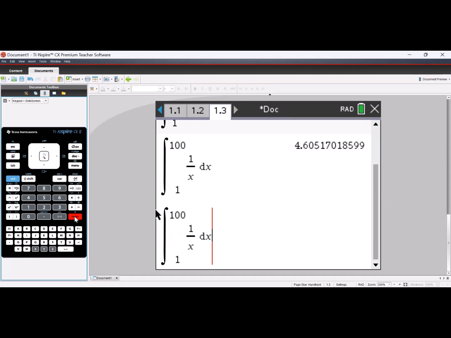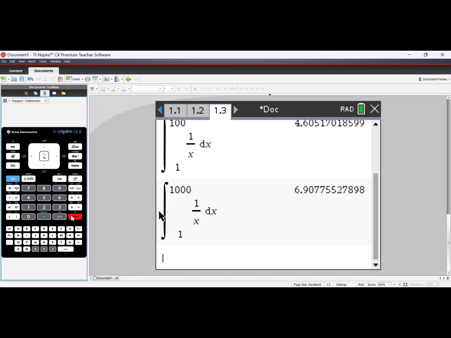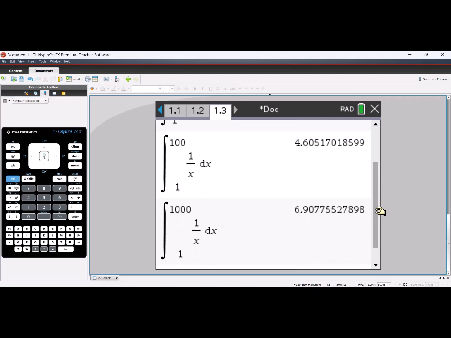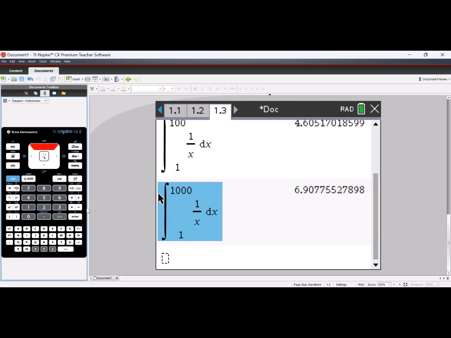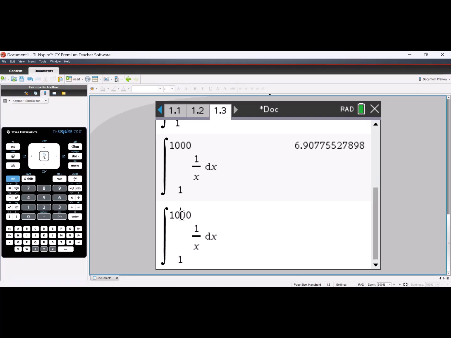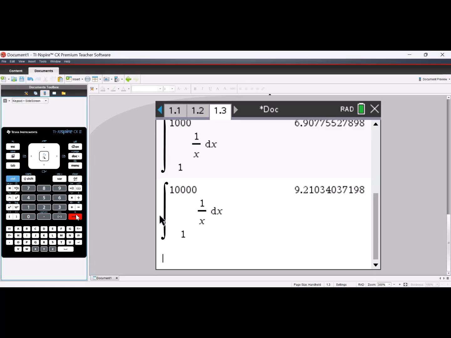Let's tab up again. We'll copy that integral. Change the 100 to 1,000 and press enter. 6.907755. These numbers seem to be leveling off here, do they? Let's do one more, even though we didn't think we're going to. Let's go from 1 to 10,000. 9.2103. All right, let's see what's going on.